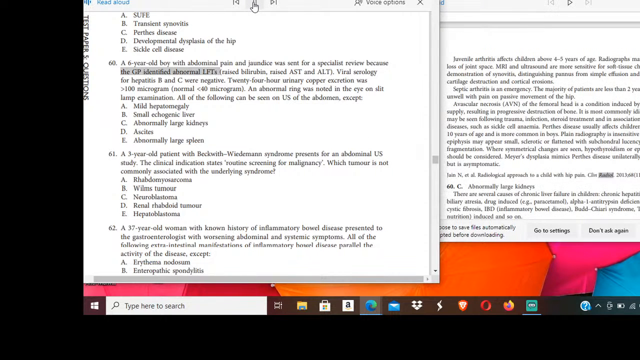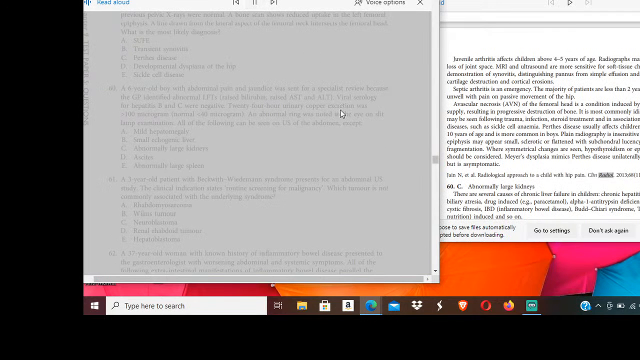Clin Radiol. Previous pelvic X-rays were normal. A bone scan shows reduced uptake in the left femoral epiphysis. A line drawn from the lateral aspect of the femoral neck intersects the femoral head. What is the most likely diagnosis? A. SUFE. B. Transient synovitis. C. Perthes disease. D. Developmental dysplasia of the hip. E. Sickle cell disease.